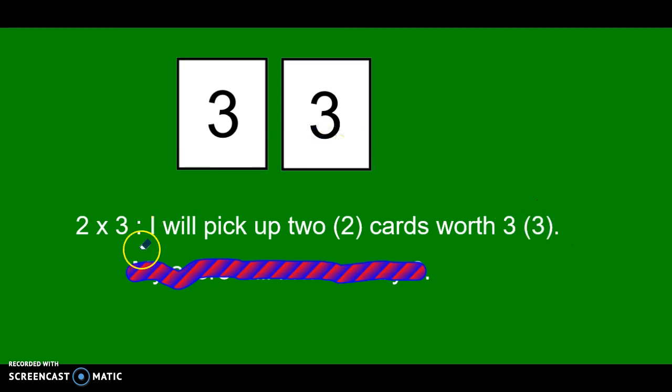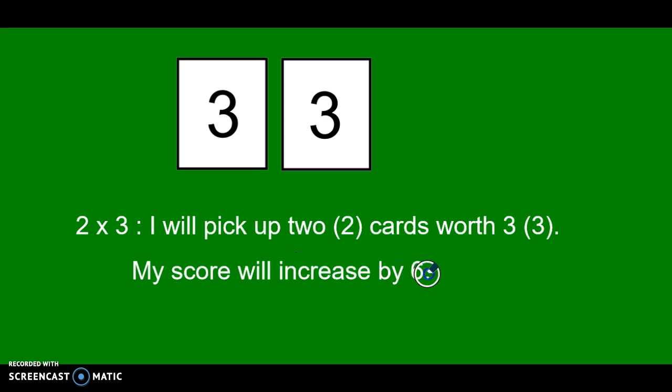And this is the example we're really familiar with. If I'm going to pick up 2 groups of 3, my score will increase by 6.